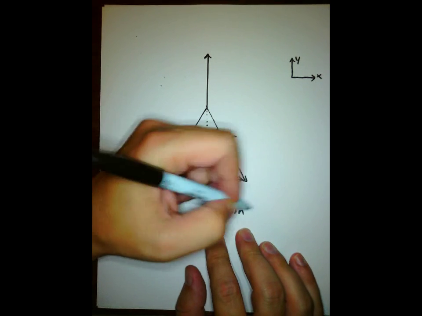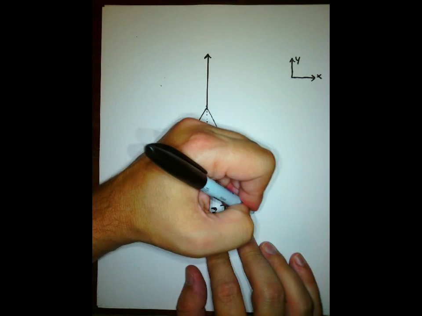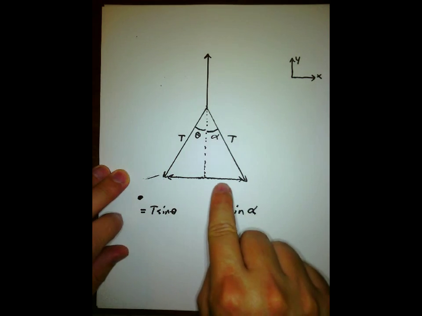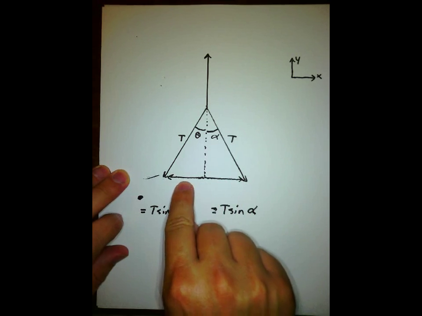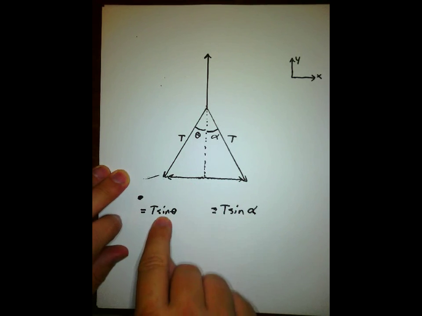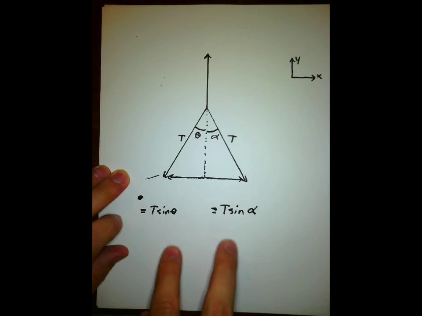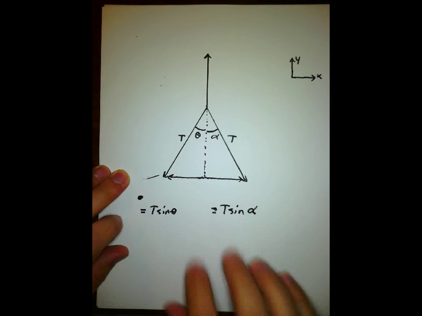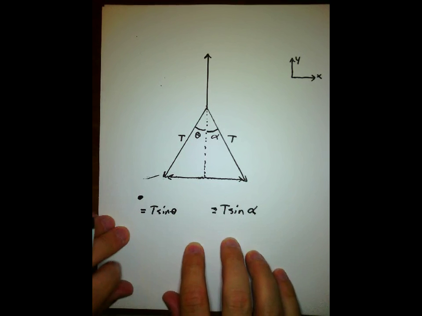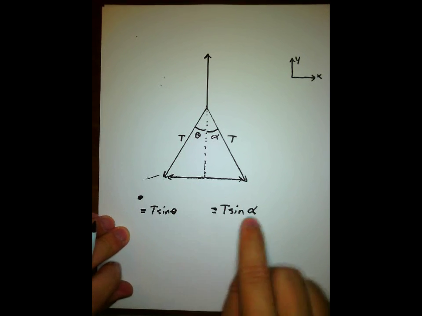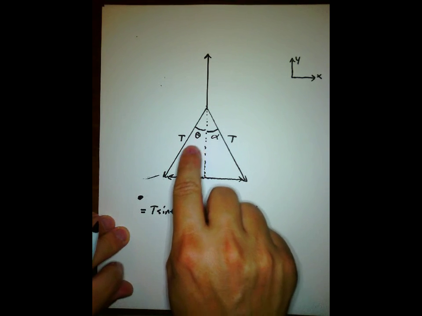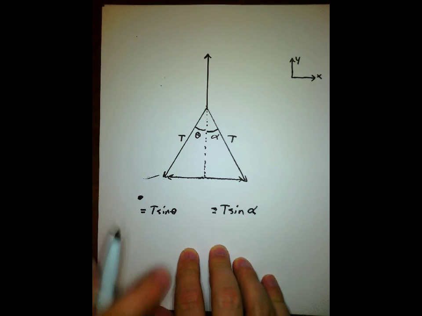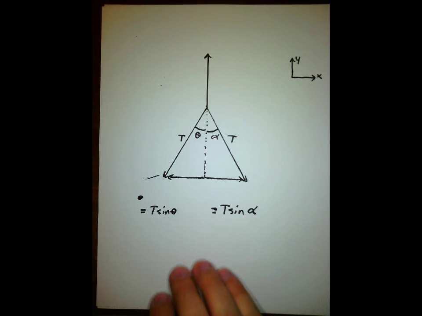And this vector is going to be equal to T sine alpha. Alright? And we already said that this has to be equal to this, which means this has to be equal to this. Well, the only way for that to be true is if theta and alpha are the same angle. So we now know that this angle has to be equal to this angle. We don't know what these two angles are, but we know they have to be equal.